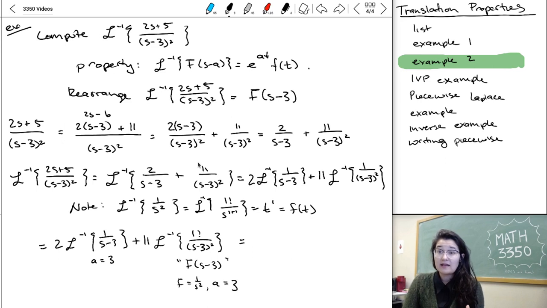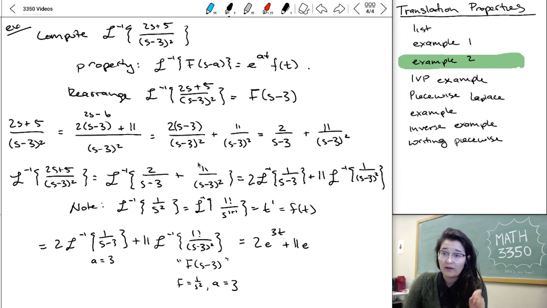So then taking those inverses, I've got 2e to the 3t for my first one, that exponential, that was the easier of the two, plus 11, and I'm going to need e to the at, so I'll again see an e to the 3t from this part right here, times f of t, and I set up above that our f of t was t. So then I just multiply by t. And at this point we've finished taking the inverse.